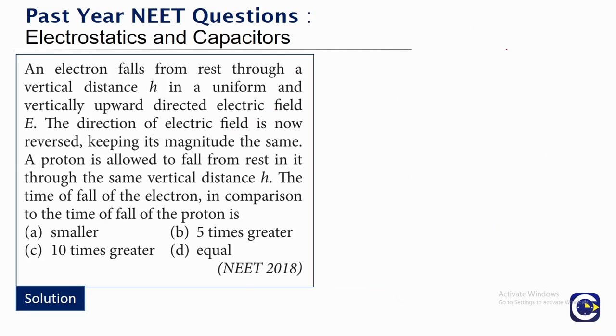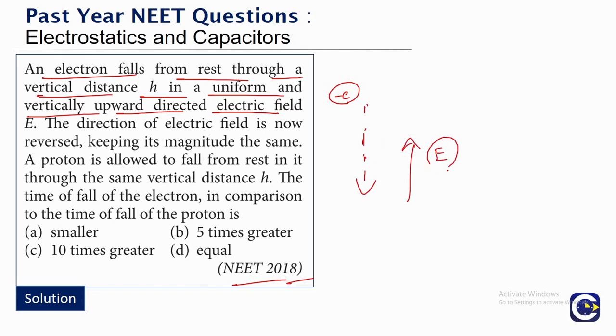This is a question that has come in the NEET 2018 paper. An electron falls from rest through a vertical distance h in a uniform and vertically upward directed electric field. How is it falling? The electron is negatively charged. It is falling in a uniform and upward directed electric field. Remember, negatively charged particles will experience a force in the direction opposite to the electric field. If the electric field is upwards, the force acting on the electron will be the charge of the electron into the electric field.